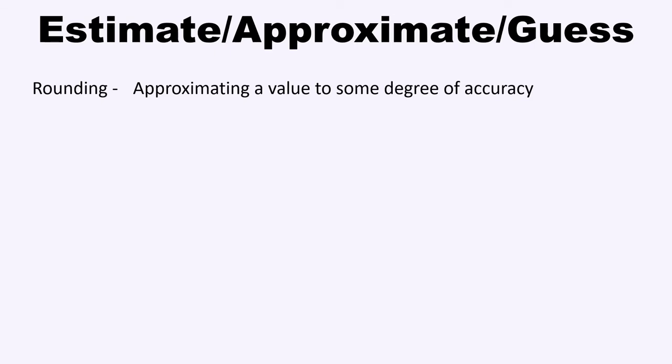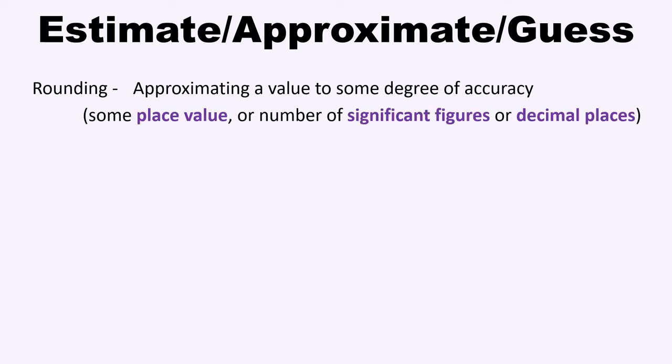Let's get started. When we estimate the answer to some calculation, we're finding an approximate answer. I don't really like to use the word guess because there's not much value in simply guessing at an answer without at least considering the information given. So in order to make an appropriate estimate or approximation, we're going to use rounding to some degree of accuracy, whether you're going to round to some place value or significant figure or number of decimal places.